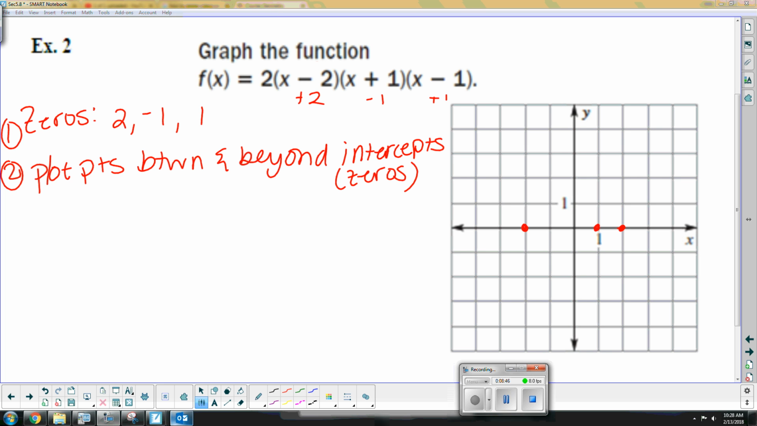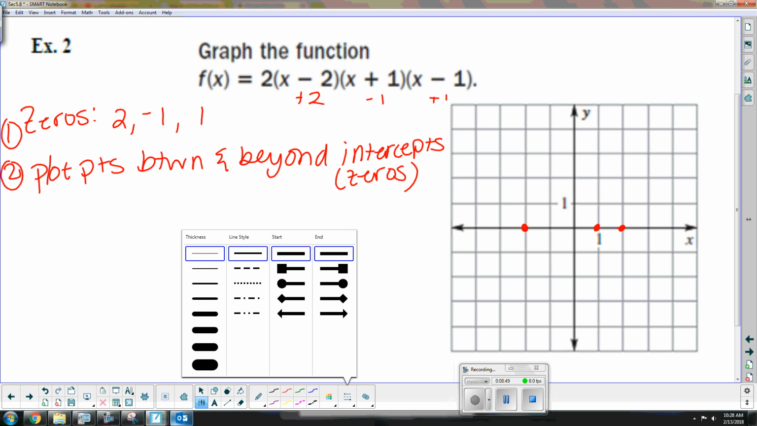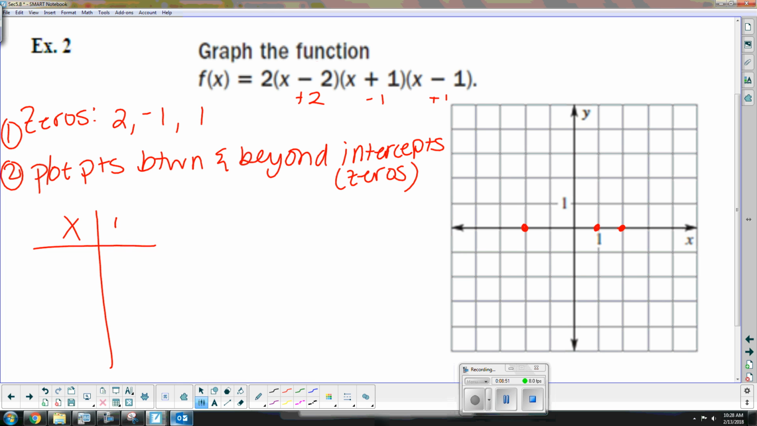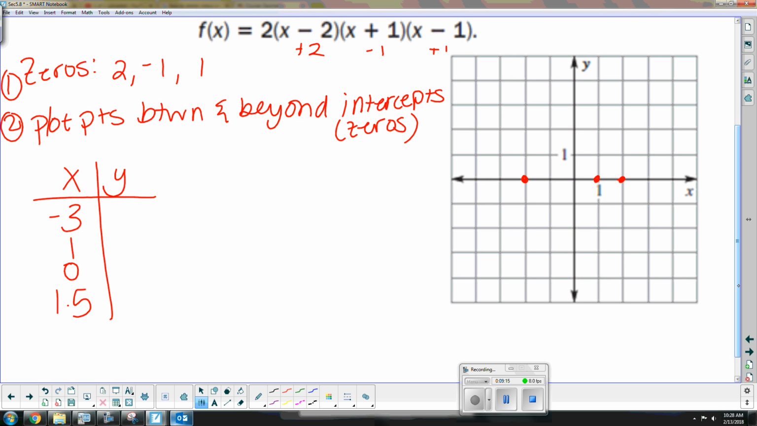So you can choose some x coordinates and use substitution to get your y values. So I'm going to choose one that's smaller than my lowest zero, and then something in between my two zeros, maybe a couple points. Something between my last two zeros, so between 1 and 2, and then something beyond 2. And you can just use substitution. I'm not gonna do that on screen.